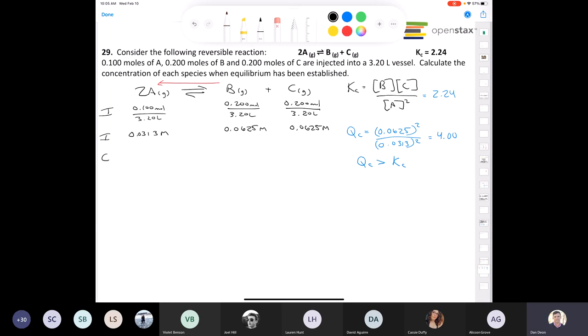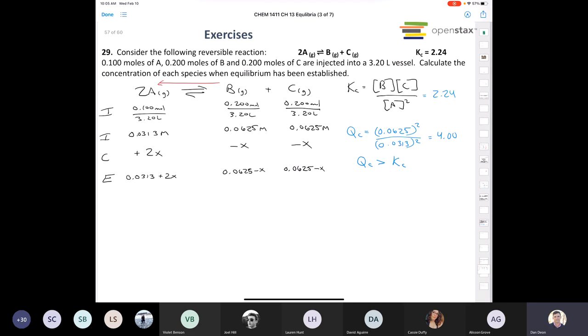Now, if it's shifting towards the left, we've seen that twice already, or maybe three times already today. That means I'm going to gain 2x here, I'm going to lose x here, and I'm going to lose x there. Again, not every time is it going to be losing reactants and gaining products. Sometimes reactions shift towards the reactants. So at equilibrium here, we have 0.0313 plus 2x, here we have 0.0625 minus x, and here we have 0.0625 minus x. Beautiful, right? Here it wasn't as abundantly clear. We didn't start with nothing on one side, so in this case, you really did have to solve for Q. At least I did. I wasn't able to do that in my brain and figure it out that quickly. Maybe you can, but I wouldn't do it that way.